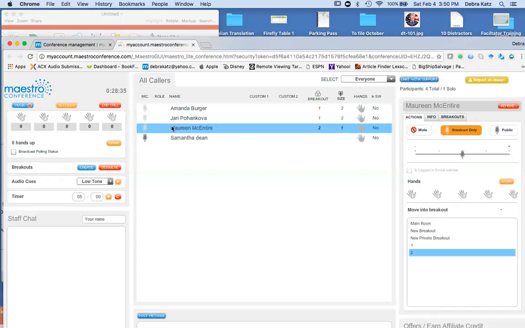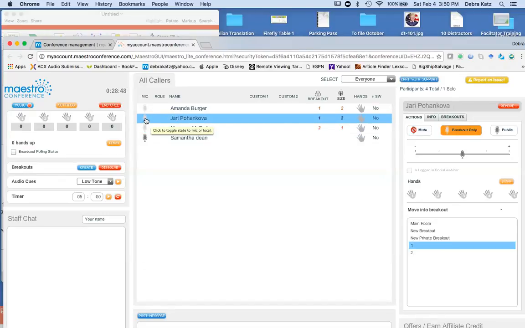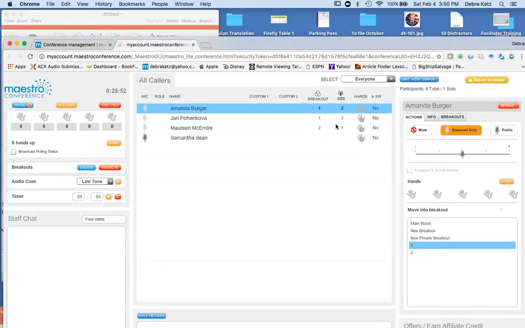But if I highlight Maureen's name, look, it's a gray microphone next to her name, and it goes to breakout. So it'll show off to the side here. I could go to Yari, she's gray also, and breakout. Amanda is gray and breakout.